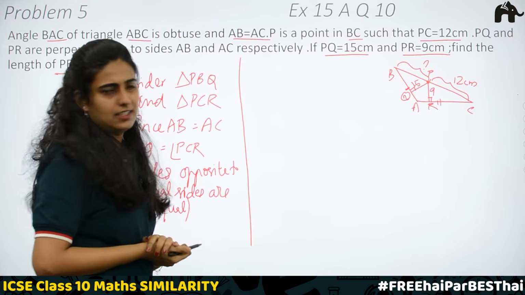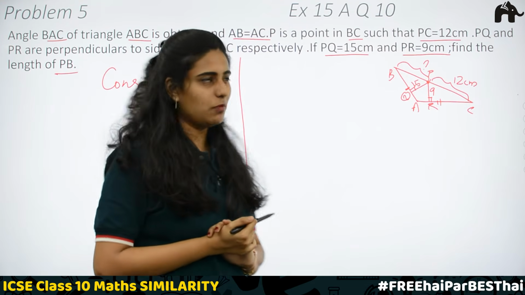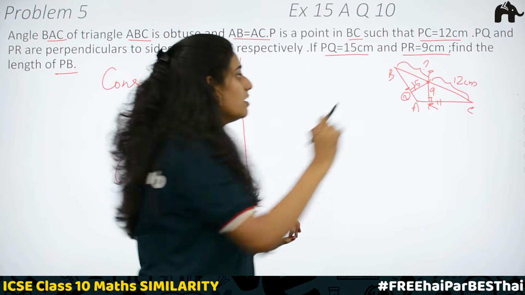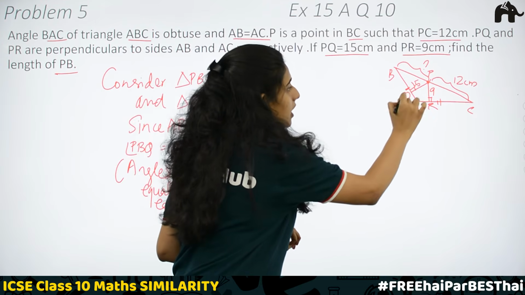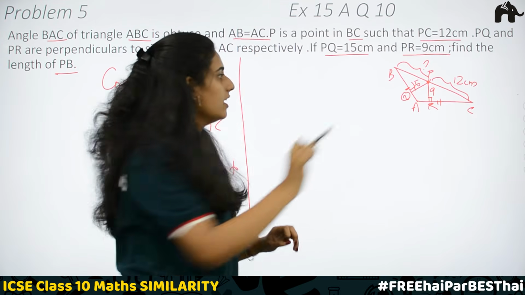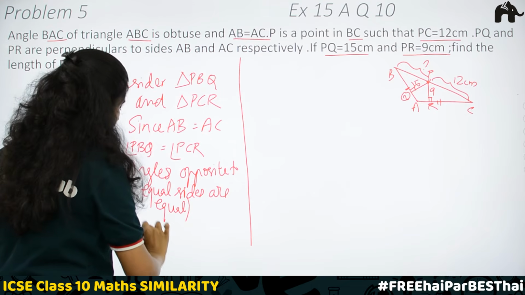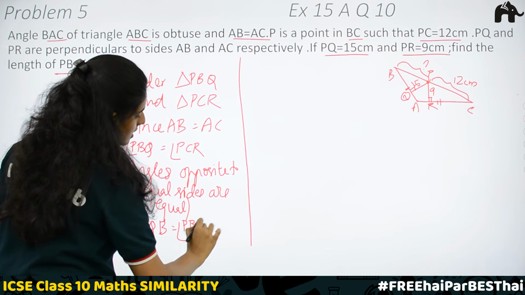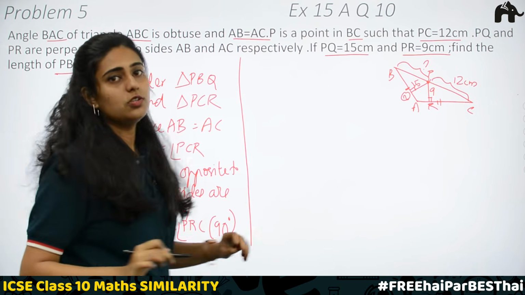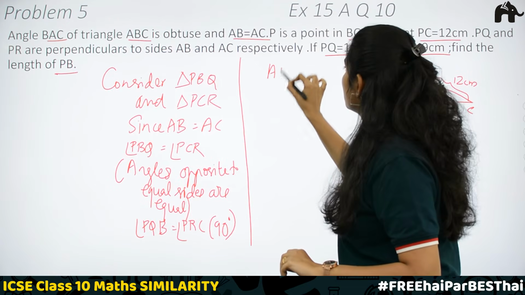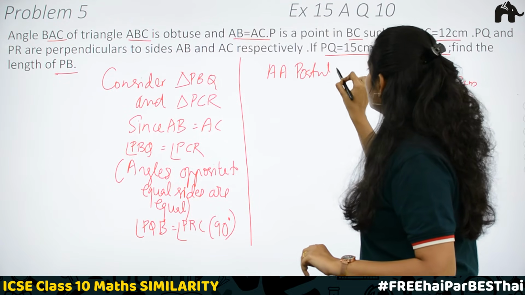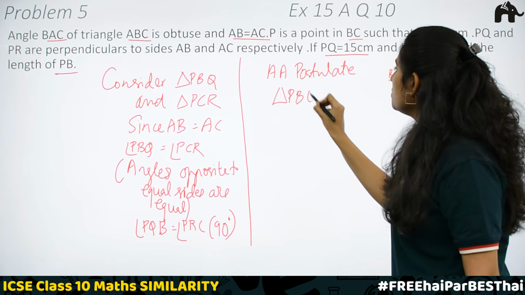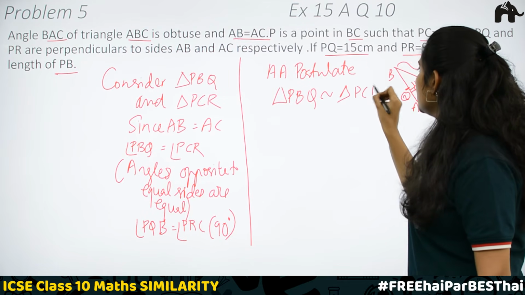Now to get the second angle. If we get the second angle, we can use the AA property. Which is the second angle? Here we have drawn perpendiculars. When perpendiculars are drawn, we get the 90 degree angle. Therefore, angle PQB equals angle PRC, both equal to 90 degrees. Now, according to the AA postulate, we get triangle PBQ similar to triangle PCR.